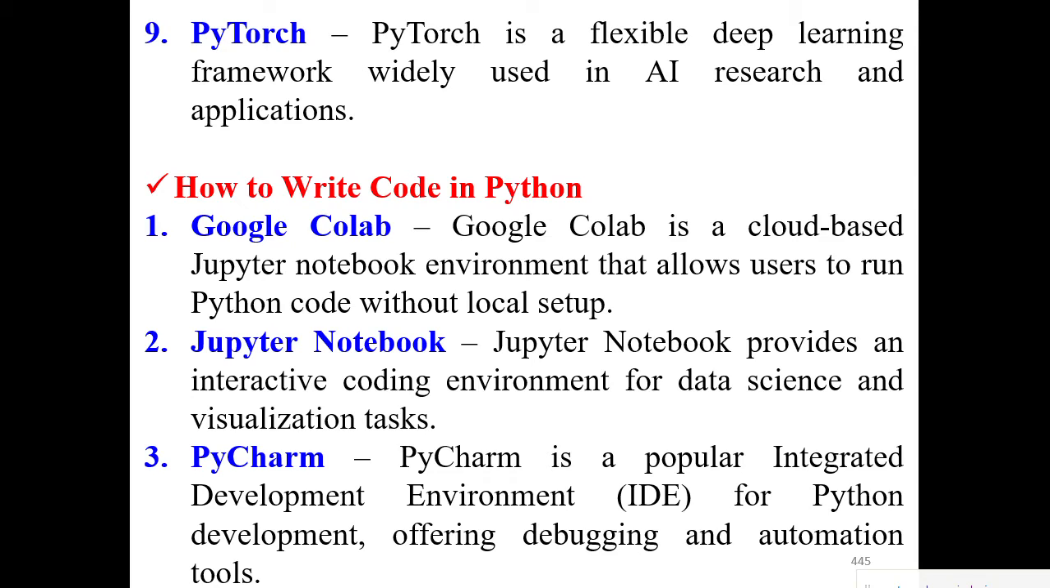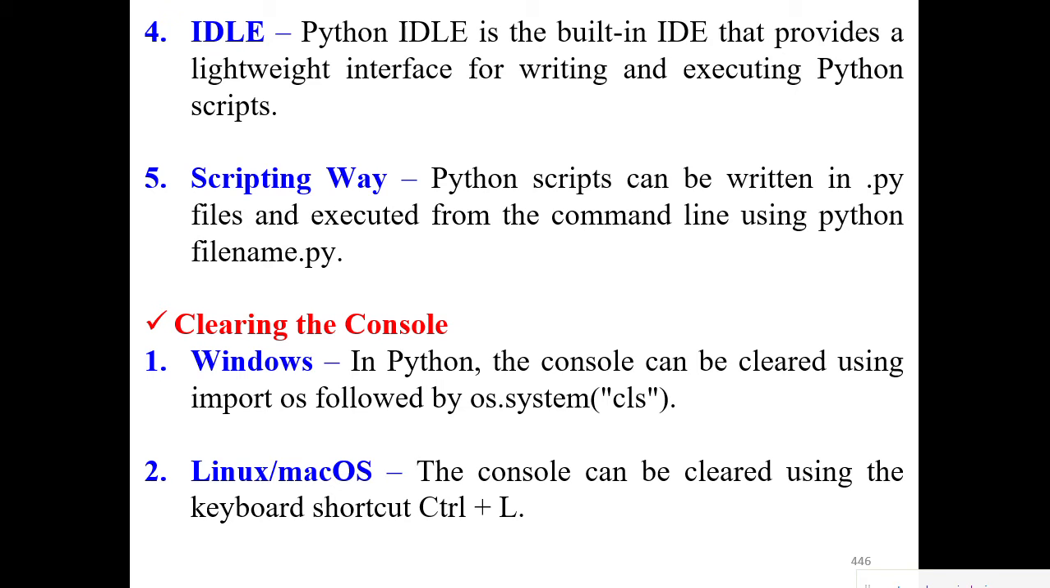By using Google Colab, I'll show you. It is a cloud-based Jupyter Notebook environment that allows users to run Python code without local setup. Jupyter Notebook provides an interactive coding environment for data science and visualization tasks. Then PyCharm is a popular integrated development environment for Python development, offering debugging and automation tools. Ideally, Python supports two ways: one is IDLE, which provides a lightweight interface for writing and executing Python scripts.